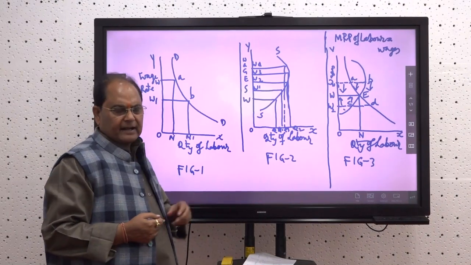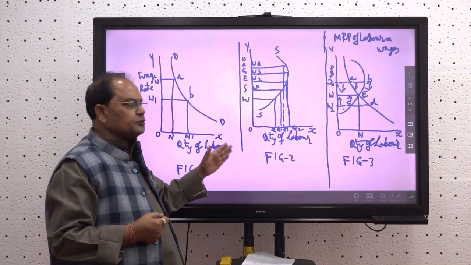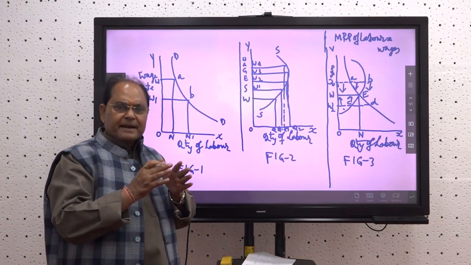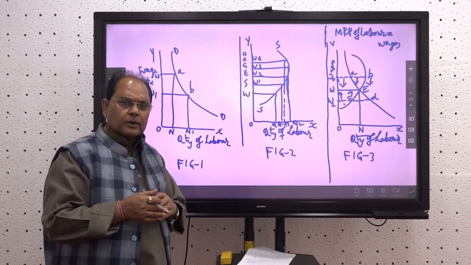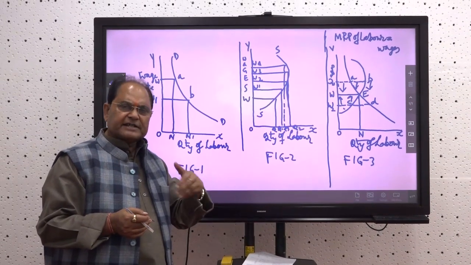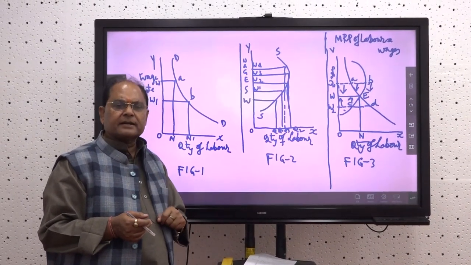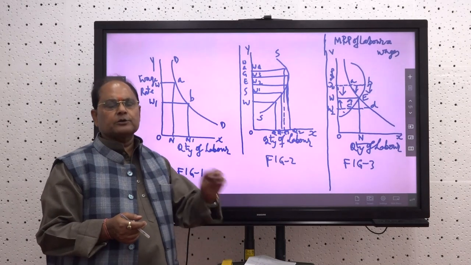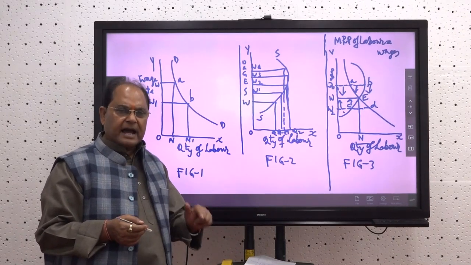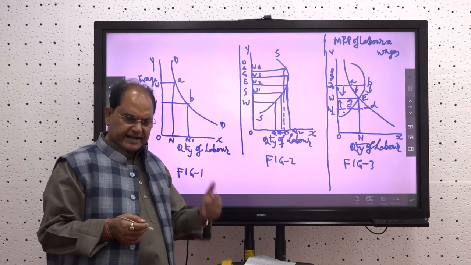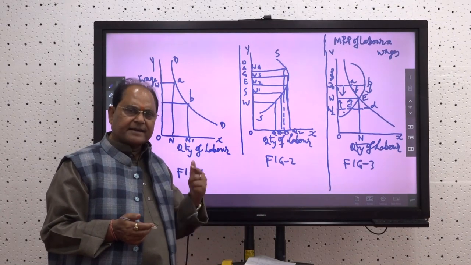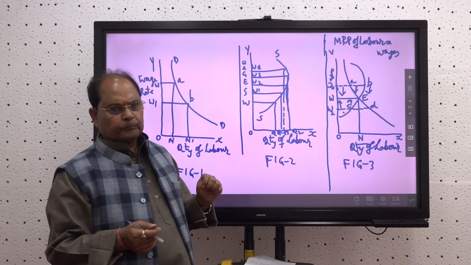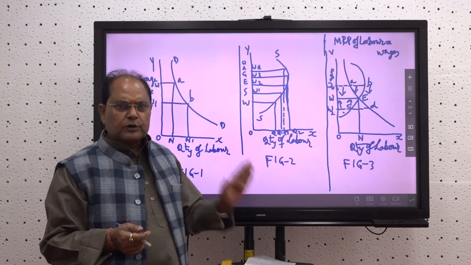Now, in the next diagram, we will understand this situation in perfect competition. In perfect competition, there may be three situations. One, wages may be more than the marginal revenue productivity; wages may be less than the marginal productivity; and wages may be equal to the marginal productivity. So the trader may either have abnormal profits, normal profits, or may also go in for losses.